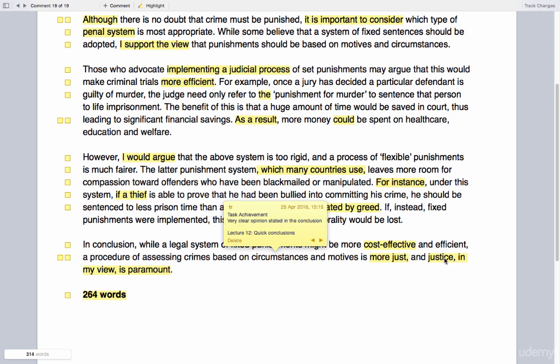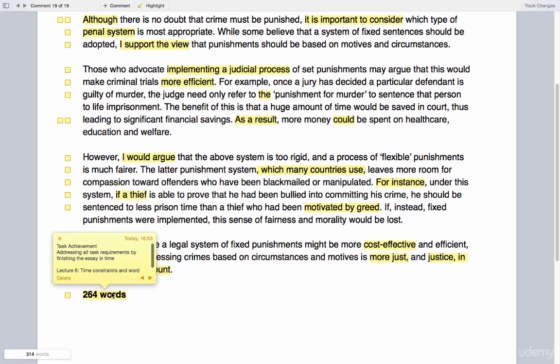Finally, we've highlighted the word count here, 264. This word count addresses the task requirements for 250 words, but doesn't go far over that. So we know that we will finish in time. So we're addressing all the task requirements by finishing the essay in time, therefore addressing task achievement. And you can learn about how to keep your word count down in Lecture 8, Time Constraints and Word Counts.